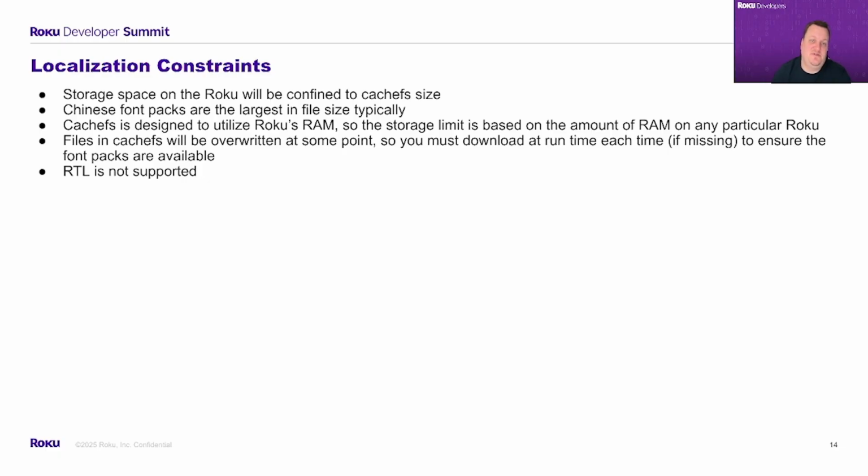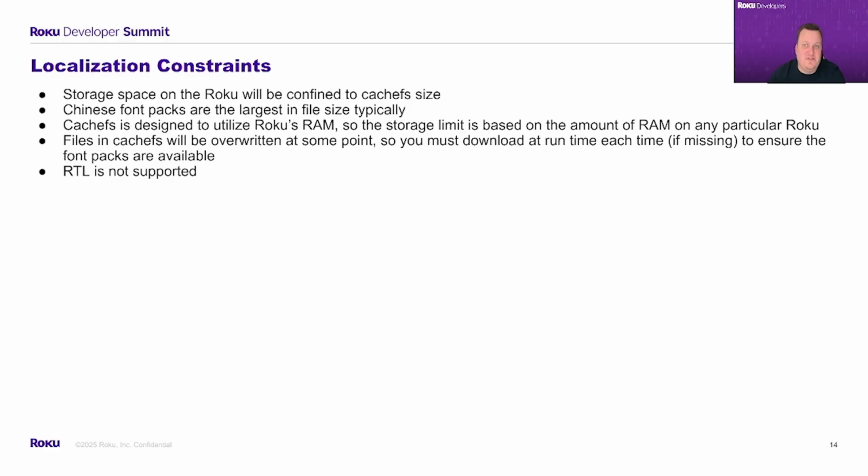The cache file system is designed to utilize Roku's RAM, so the storage limit is based on the amount of RAM of any particular device. Files in the cache file system can be and will be overwritten at some point by another app. Let's say another channel does the same thing, and they have to download their own font packs, or they're downloading their own cache and storing it. In case it does get overwritten, we want to make sure that we're downloading it each time if it's missing. So at runtime during initialization, we check that those fonts actually exist in the cache file system. If they don't, we re-download them accordingly.